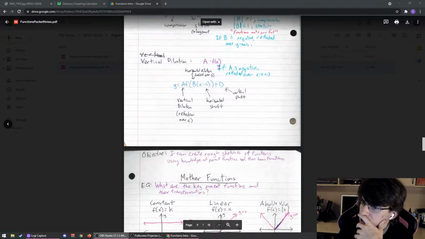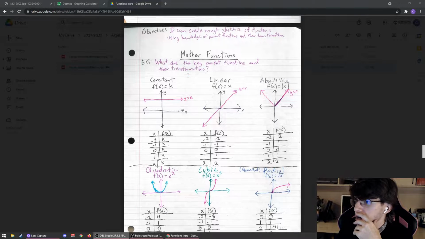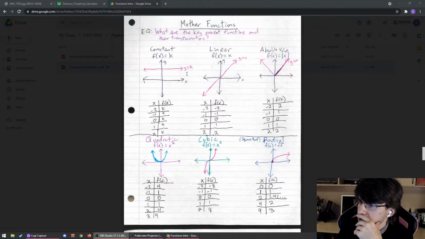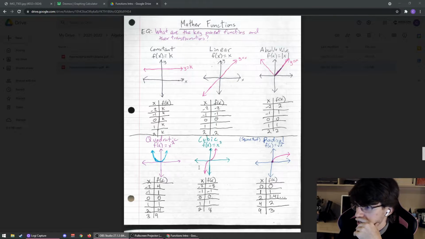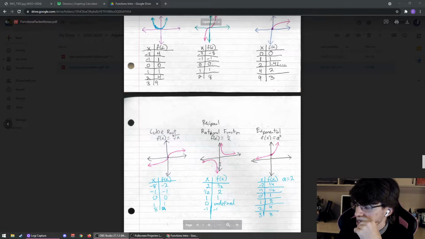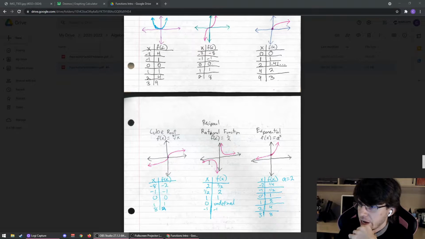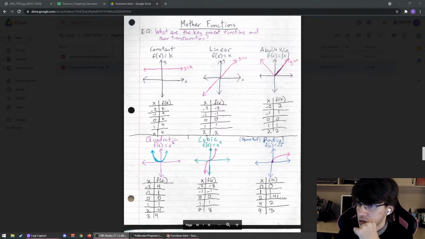We had the transformation vocabulary, and then right after that we had the mother functions notes. Really what we have to do is know what these pictures look like: the x squared idea, the x cubed, the radical, the absolute value, these straight lines. We'll be using these throughout this worksheet. I personally recommend eventually memorizing these, but for now we can definitely just use our notes to look at them.